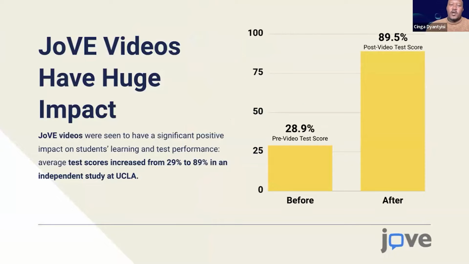JoVE videos have a huge impact. These are the results of test scores of students before watching JoVE videos, averaging around 28.9%, and the total scores increased to 89.5% on average after watching JoVE videos. And this was through an independent study at UCLA.